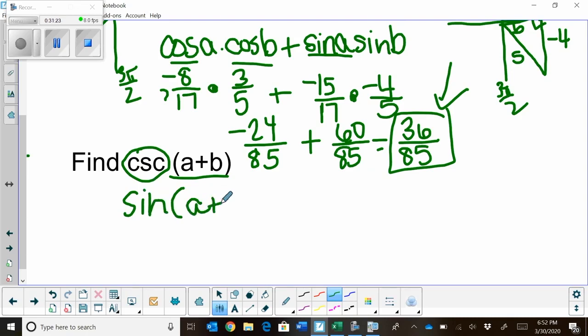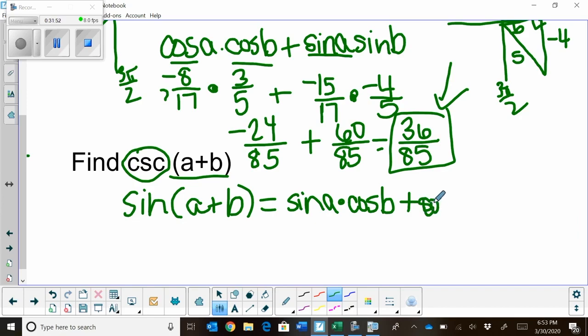So what we're going to do is evaluate this as a sum of two angles of sine. Then we're going to take the final answer and find the reciprocal. So let's write out the formula for sine. It's sine A times cosine B, same sign, so adding cosine A times sine B. So it's sine, cosine, cosine, sine, same sign.